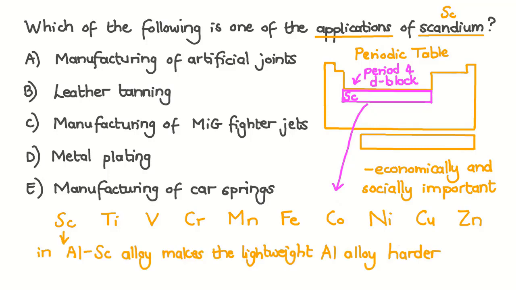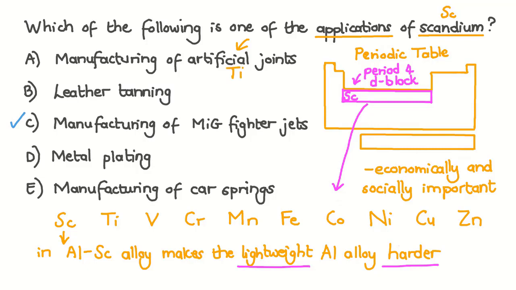When just a little bit of scandium is added to aluminum, the resulting alloy, which is lightweight because of the aluminum, becomes harder. The unique combination of being lightweight and hard is perfect for use in aircraft. Of the given answer options, the application of scandium is the manufacturing of MiG fighter jets, or rather some of their components. Artificial joints are commonly made from a variety of materials mixed together: ceramics, plastics, and metal.